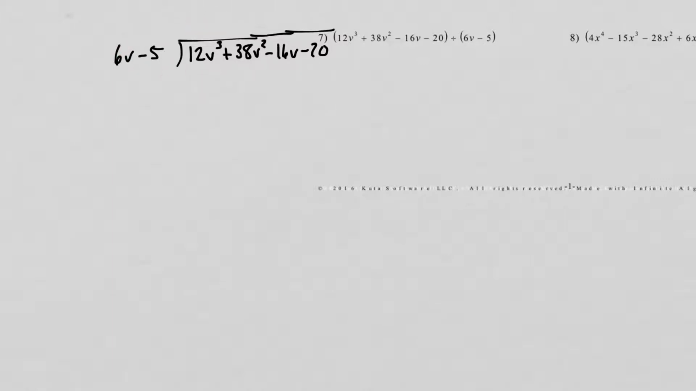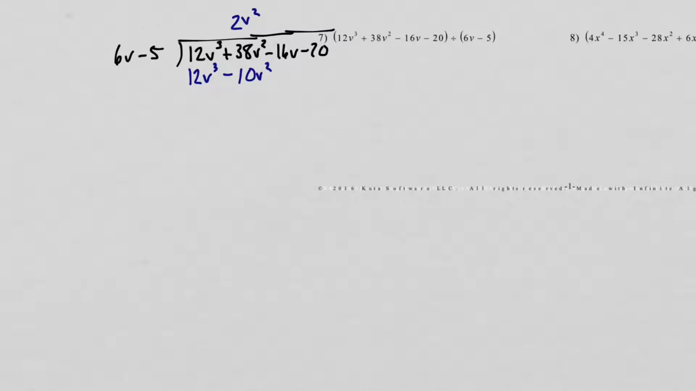So in that case, since we need a 6 times some value to give us a 12, we need a 2v to the second. So when we multiply, 2v to the second times 6v is equal to 12v to the third. 2 times 6 is going to give you 12v. Oh, I'm sorry, I got ahead of myself. So 2 times negative 5 is going to give you negative 10v to the second.